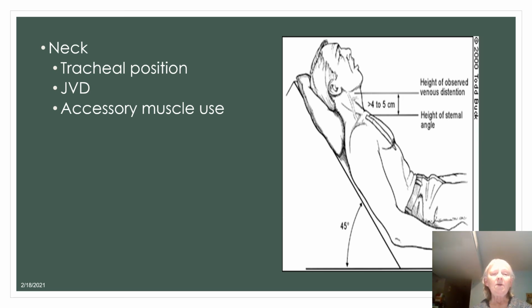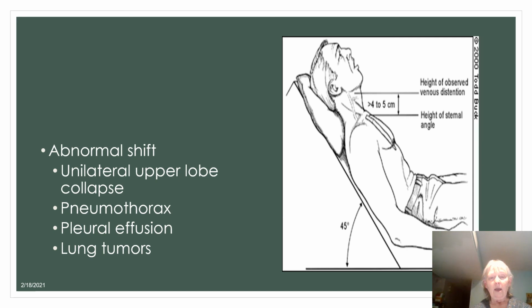The other thing we want when we inspect the neck is the tracheal position. Very easy to do, okay? You don't have to choke the patient. And if it's moved, have we had a collapse of the upper lobe? Do they have a pneumothorax? Pneumothoraxes move everything away. Atelectasis pulls it towards it. Pleural effusion, depending on how big it is, can either push it away or pull it towards it. Lung tumors can do the same thing.